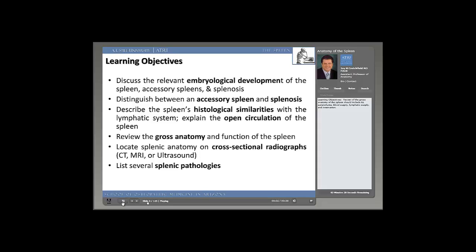At the conclusion of this presentation, you should be able to discuss the relevant embryology of the spleen, as well as to describe the difference between an accessory spleen and splenosis. You should also be able to describe the spleen's similarity to a lymph node, and of course discuss the gross anatomy and function of the spleen in the immunological system. We'll also introduce you to some cross-sectional anatomy on CT scans, MRIs, and ultrasounds by reviewing some images from the VH dissector, and you should be able to list several pathologies of the spleen.